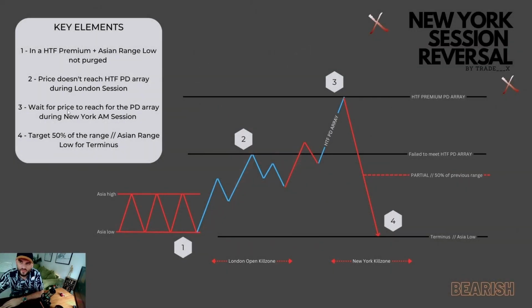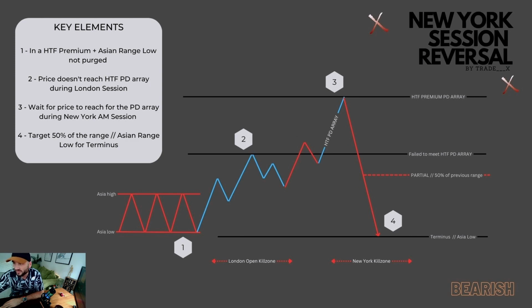Okay, here we go guys, New York session AM reversal. What we're looking at here is essentially an entry technique. But before we start breaking this down, we need to understand a couple of things. Firstly is time and price, when this takes place. And this is a New York session AM reversal. So we're looking at the New York kill zone.